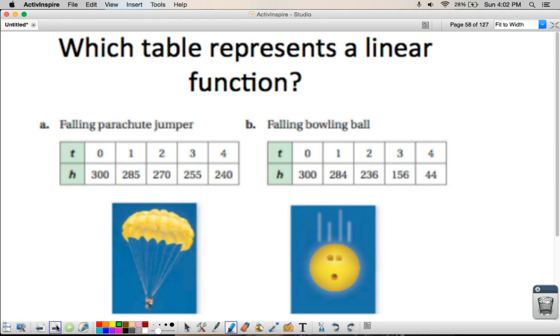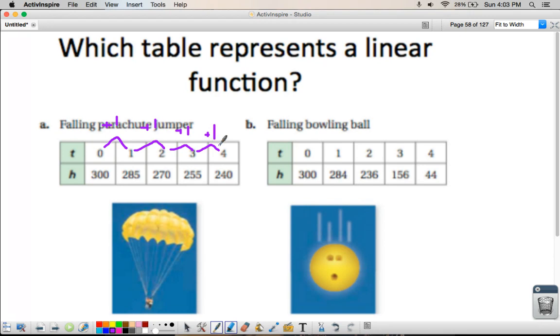Now we want to see which table represents a linear function. I have to see how I get from one point to the next to see if they are constant. If I look here, from 0 to 1, I add 1. From 1 to 2, I add 1. From 2 to 3, I add 1. From 3 to 4, I add 1.